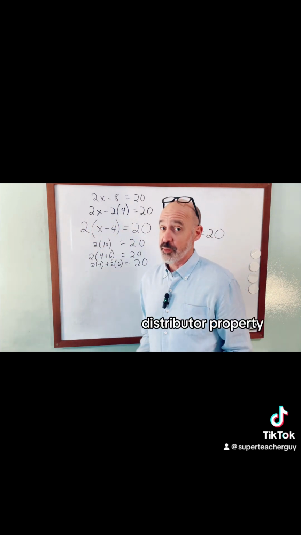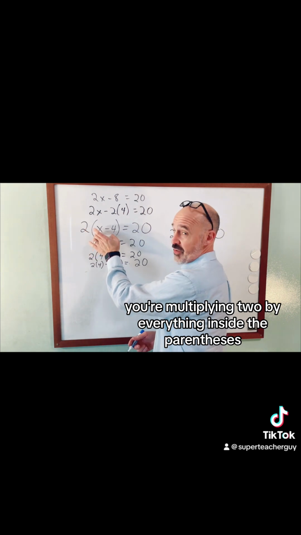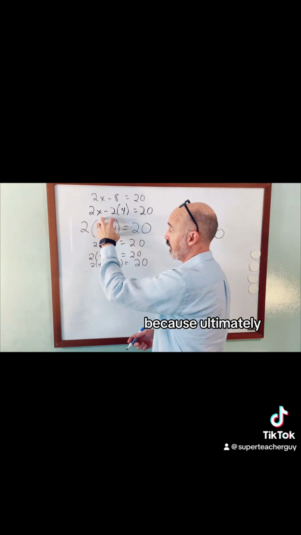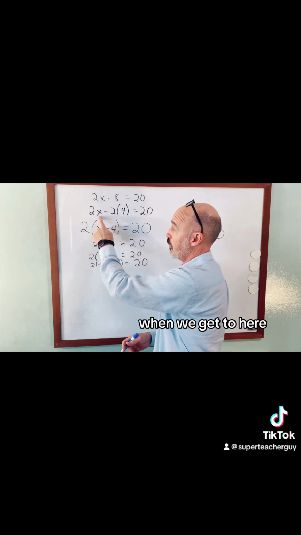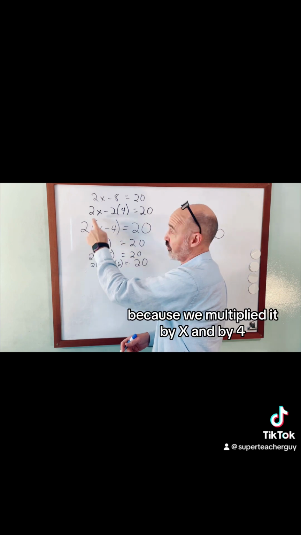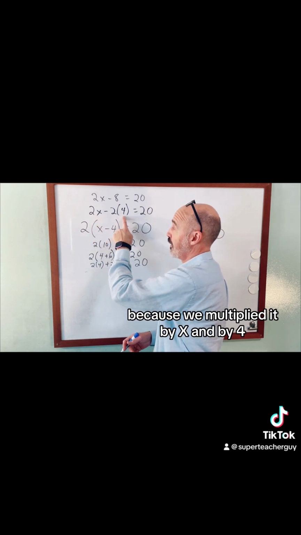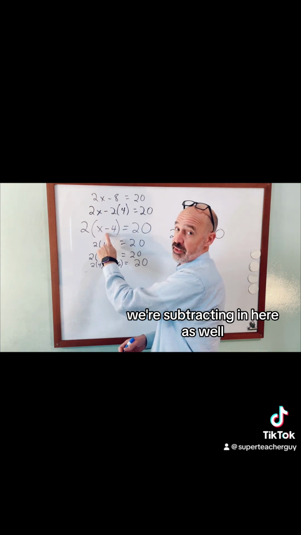And when we say distributive property, all we really mean is you're multiplying 2 by everything inside the parentheses because ultimately this is just one factor with an unknown part. When we get to here, we've distributed the 2 because we've multiplied it by x and by 4. And we're subtracting the 2 parts. We're subtracting in here as well.